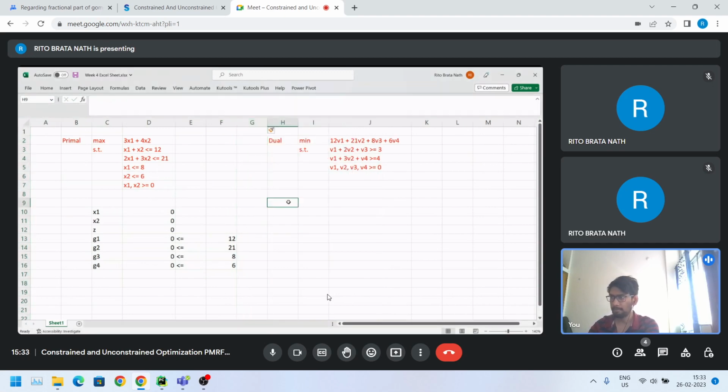Anyway, so let's insert just a gap. Now for the dual problem, you can again write down the variables and the constraints. Let me write down the variables from here. So this is v1, v2, v3, v4. This is your objective W. Then your constraints, let's call them G5 and G6, and let's call the non-negativity ones H1 or H2.